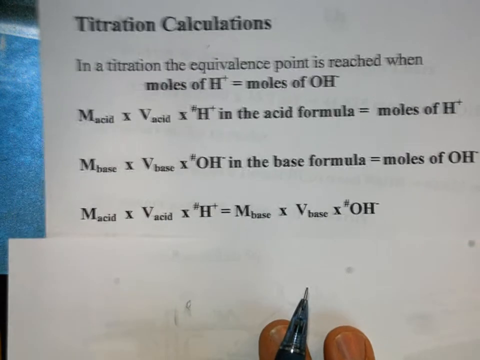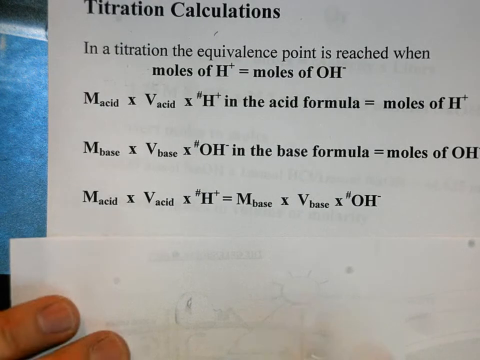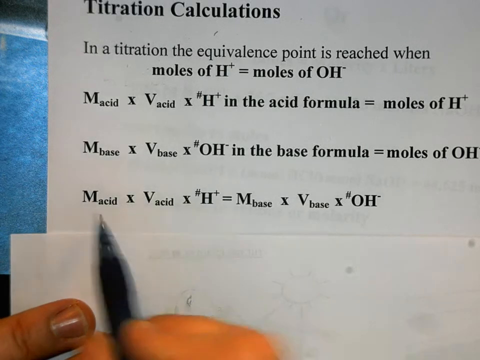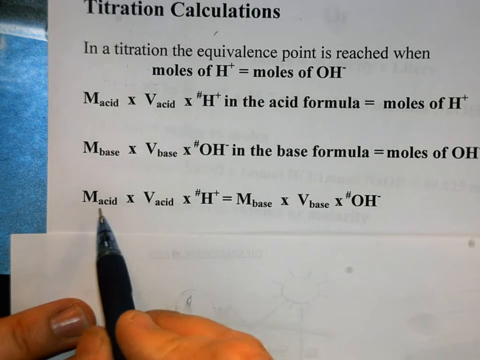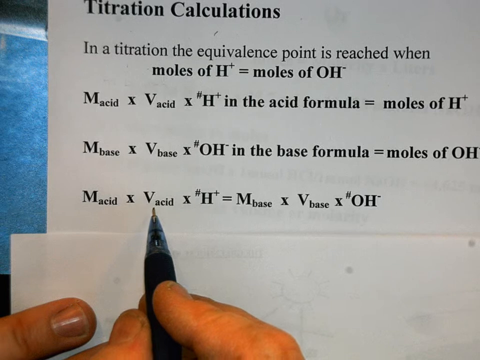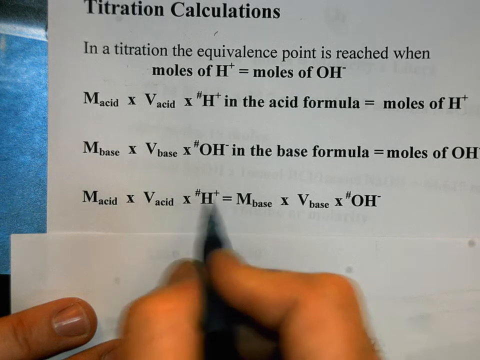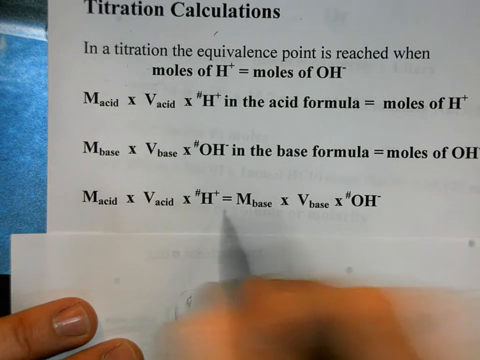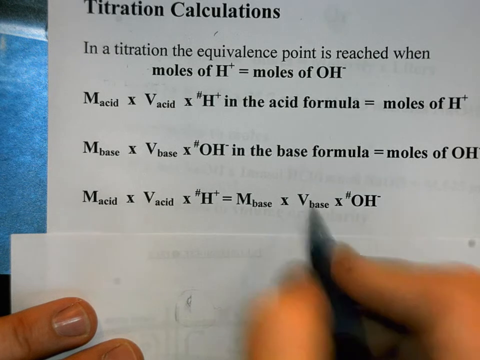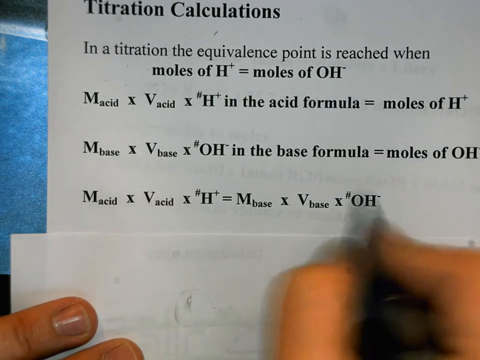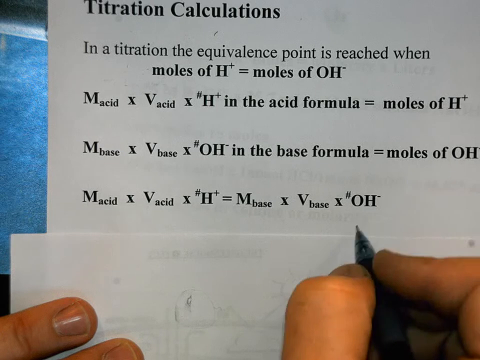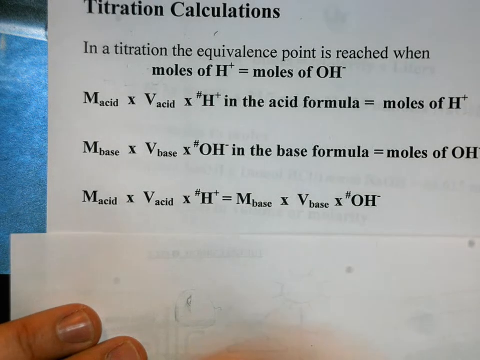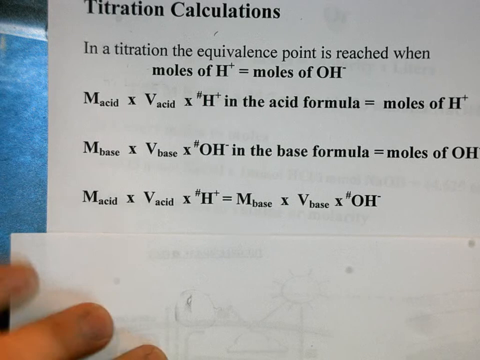Okay, the next one here. So when we are doing the calculations after we've done the titrations, we're going to have this equation, okay? The molarity of the acid times the volume of the acid times the number of hydrogen ions, which is just going to be the moles of the hydrogens, are going to equal the molarity of the base times the volume of the base times the number of hydroxide ions. So, I'll let you go ahead and get that copied down, and then I'll talk about the implications of that.